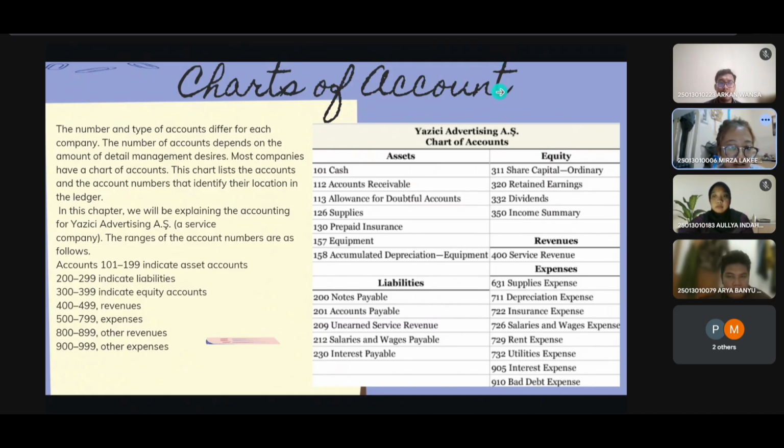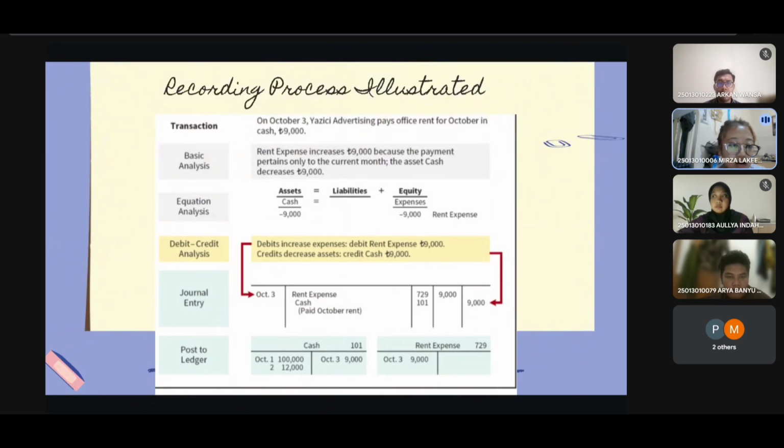Next. Recording process illustrated. So we analyze the transaction, and then we do the equation analysis. We decide to put the account of the analysis in debit or credit, and then we enter it in the journal and then post it into the ledger. Next.